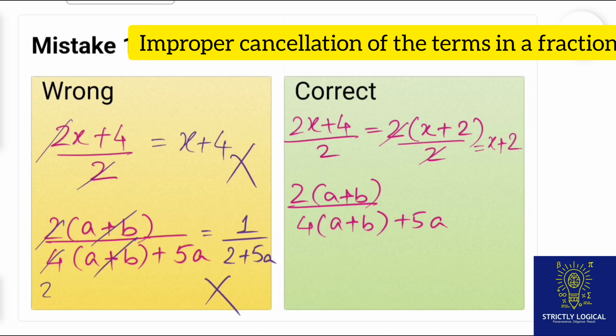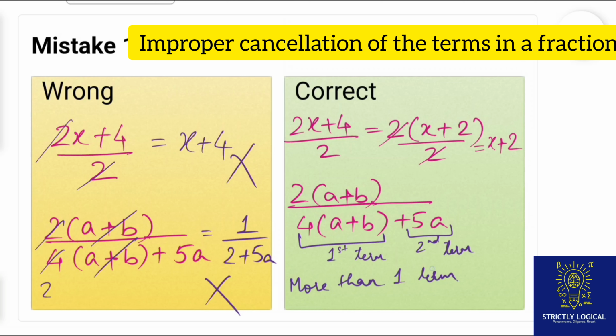In the second example, we have two terms in the denominator. The first term is 4 into a plus b, the second term is 5a. We have two terms. Wherever we have more than one term in the denominator, we can't just cancel it out.